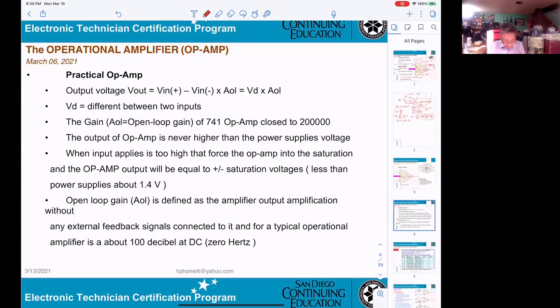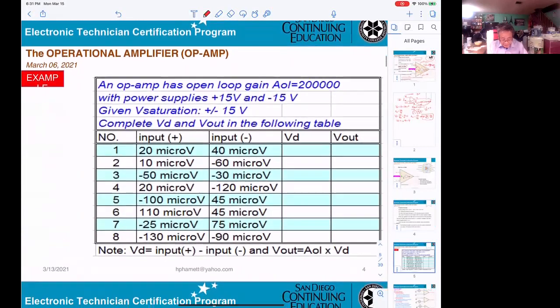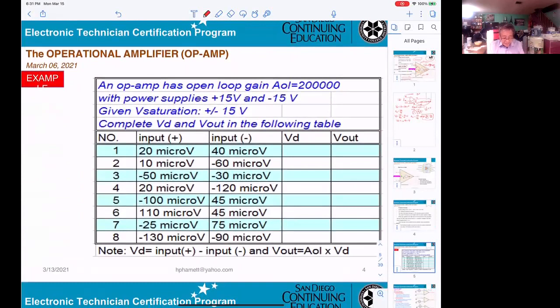Open loop gain is defined as the amplified output amplification without any external feedback signal connected to it, and for a typical operational amplifier it is about 100 dB at 0 hertz. Okay, now in order to solve that, I need to give you an example.